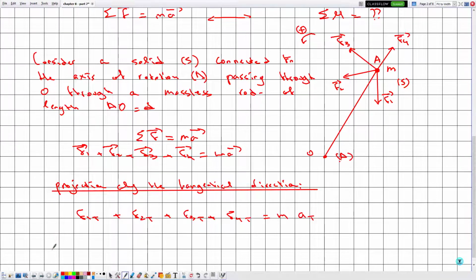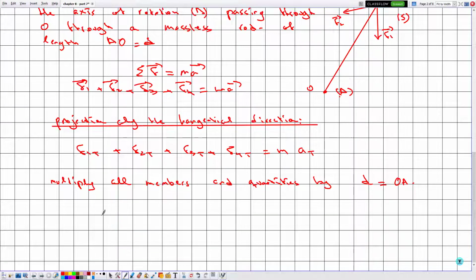And here it's extremely important to point out that the component of A is the tangential direction. Now multiply all members and quantities by D, which is the distance from the axis of rotation to the point of application of the forces, which is common. Now F1 T plus F2 T plus F3 T plus F4 T, all of them multiplied by the distance D, is equal to MA tangential multiplied by the distance D.